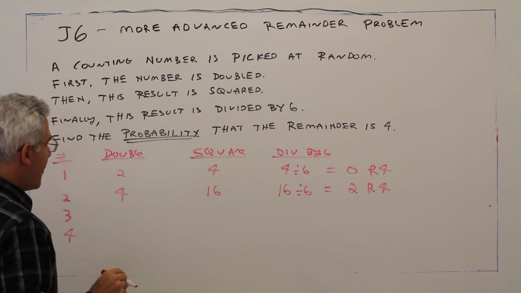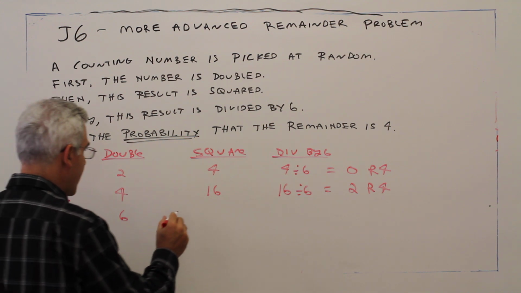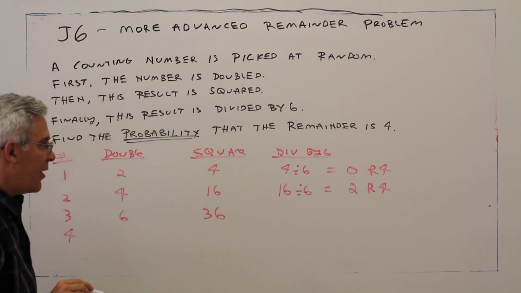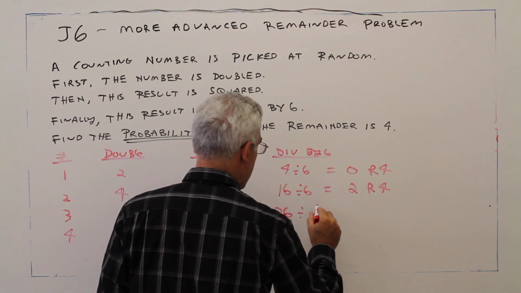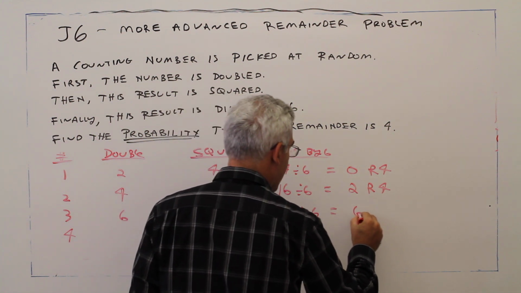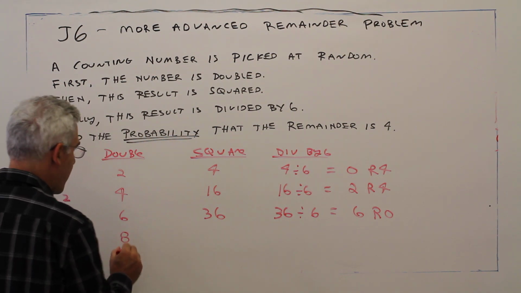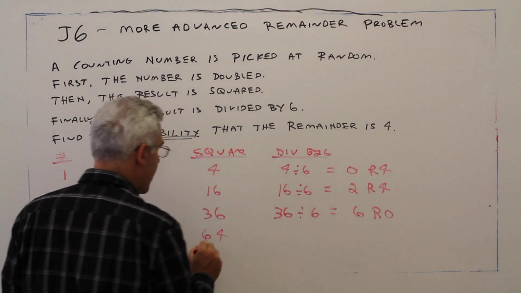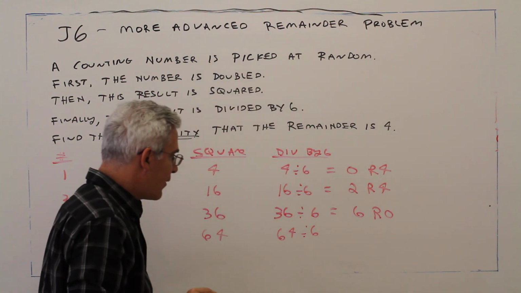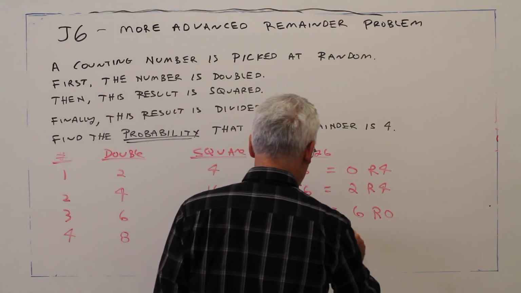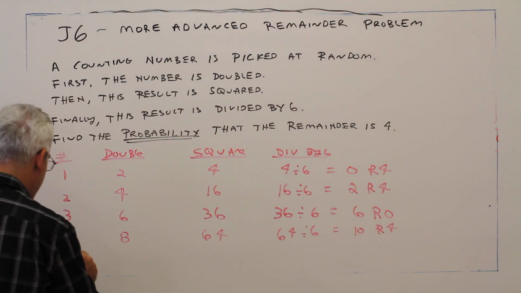All right, so then we've got 3, we'll double it, we'll get 6, square it, we'll get 36, divide it by 6, and we'll get 6 remainder 0. 4, we'll double it, we'll get 8, square it, we'll get 64, 64 divided by 6, we'll get 10, remainder 4, we'll just keep going here.